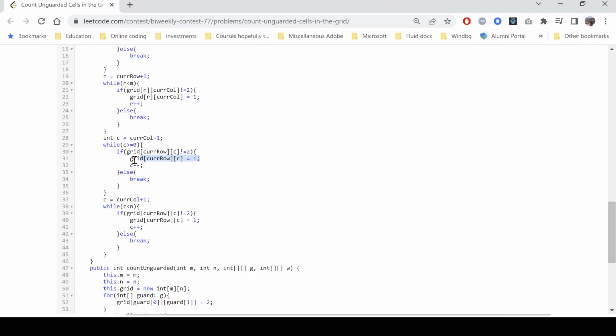At last, we traverse the grid and count how many cells have value 0. That represents that these cells were not visited, so they are not guarded by any of the guards. So this gives us the answer. Again, I would say it's an implementation based question, but yeah, I enjoyed it.